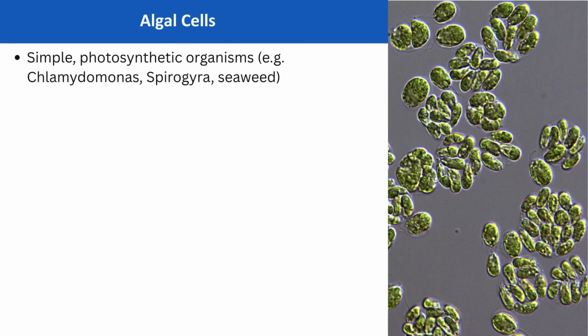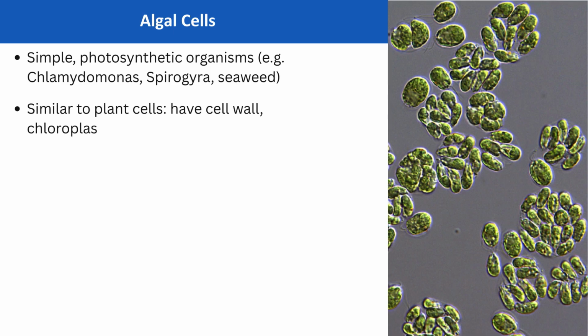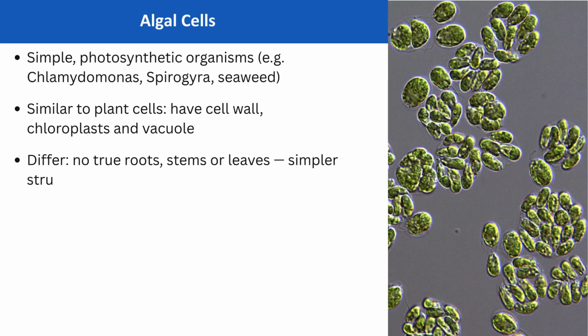Now let's talk about the algal cell. These cells are simple photosynthetic organisms. Examples of these include Chlamydomonas, Spirogyra, and seaweed. They're similar to plant cells in that they have a cell wall, a chloroplast, and a vacuole. However, they differ from plants because they have no true roots, stem, or leaf. They have a simple overall structure.